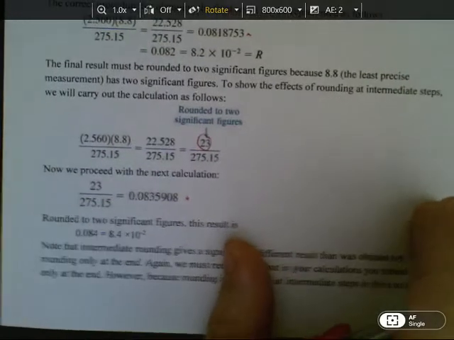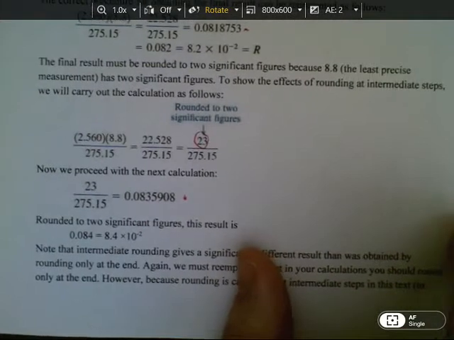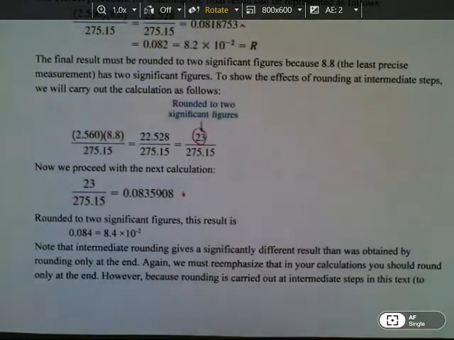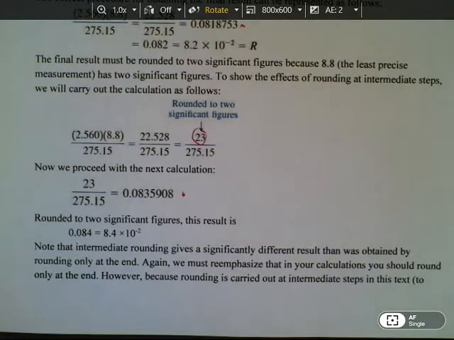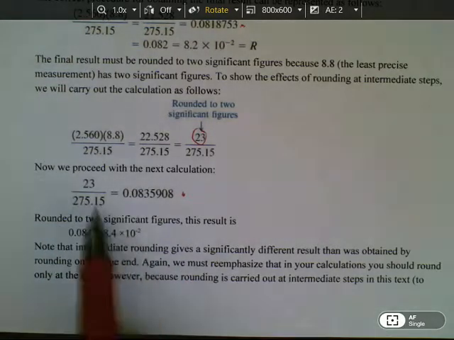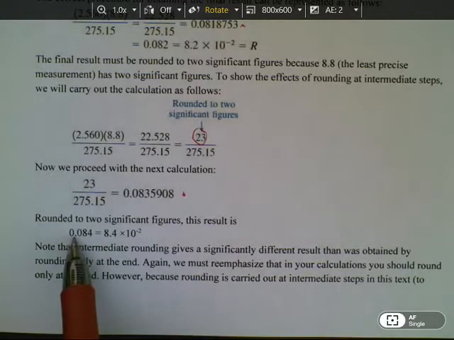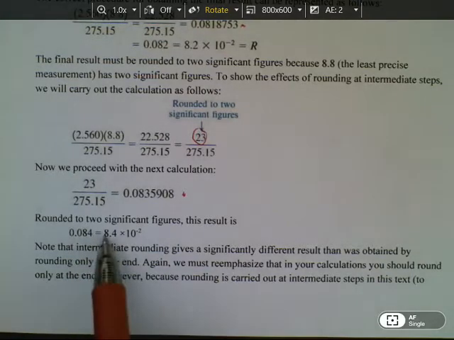So let's get down here at the bottom. So rounded to two significant figures, again, two significant figures because of the 23, the final result is 0.084, represented in scientific notation as 8.4 times 10 to the negative 2.